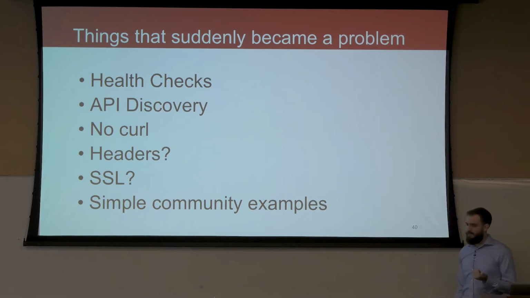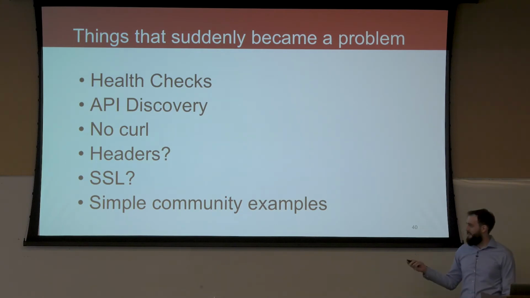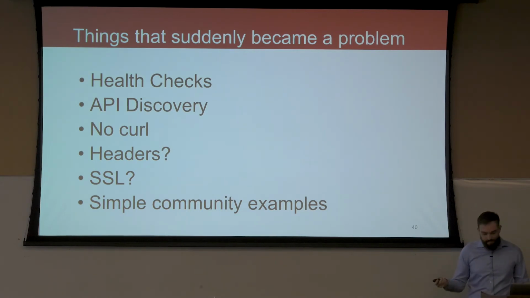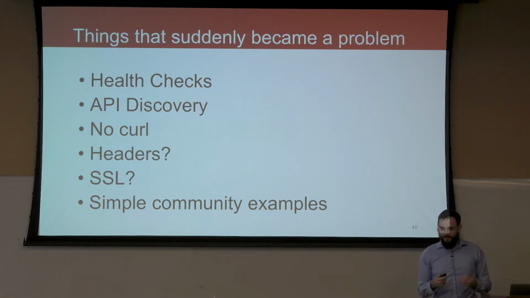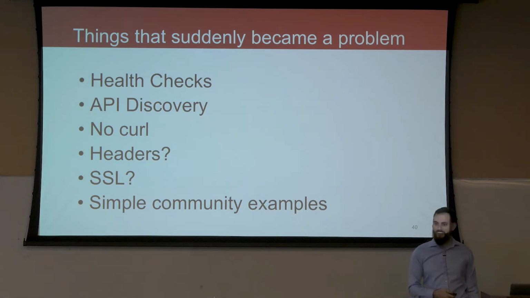We've lost a lot of our tooling support. Like there's no curl for gRPC. There are some tools that get us halfway, but headers, SSL, we don't know what we're going to do. And all of the community examples are really simple because gRPC is kind of new. But we're good old software engineers, and we say, those are just details. We'll worry about those later. We're going to plow ahead.